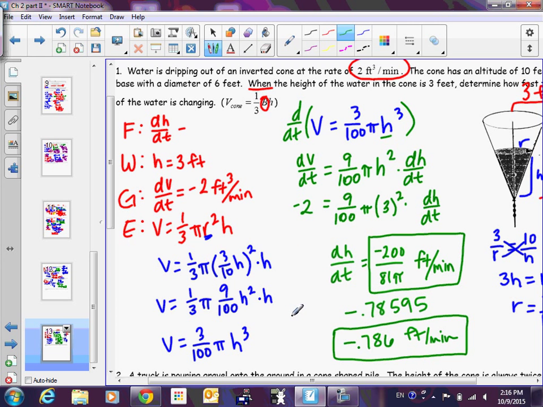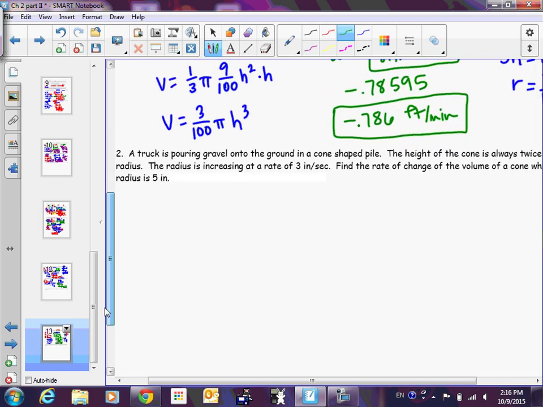Okay, so that's how you do a cone problem. You have to, in the very beginning, either replace R or replace H. That's really the hardest part. And right now it's difficult because it's new. Once we practice it, it won't be as bad. So let's look at problem 2.